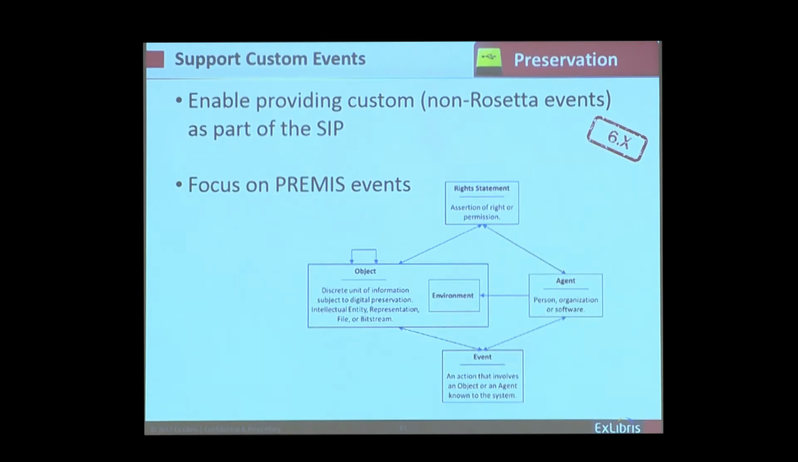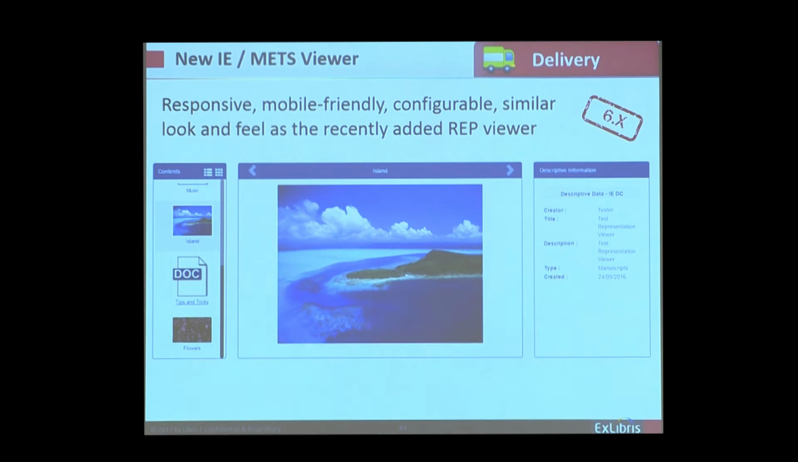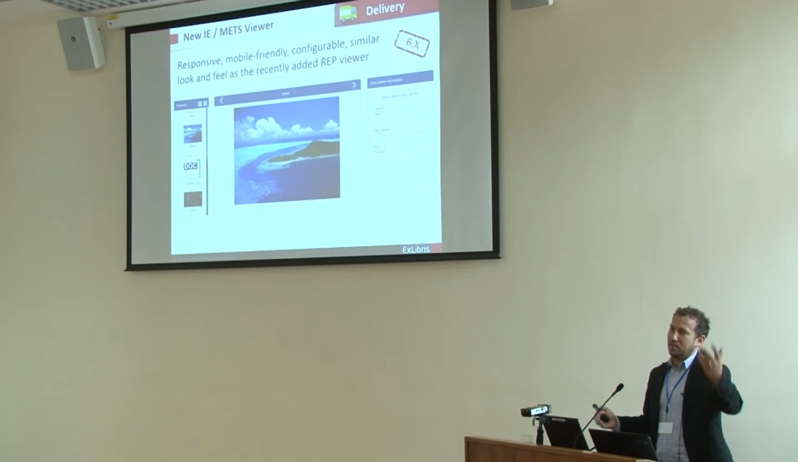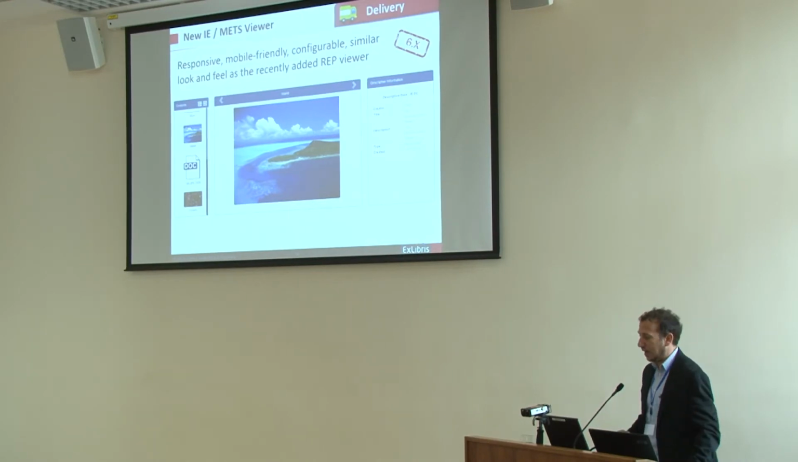Support custom events, so the ability to provide custom events as part of the SIP into Rosetta, focusing mainly on PREMIS events, so you'll be able to provide your events to the system. I think I'll skip the question here because of the time. A new IE or METS viewer, a responsive one, mobile friendly, configurable. This is just an example. This is a new rep viewer. It will probably look more or less like this, just with the ability to have different IEs inside of it.